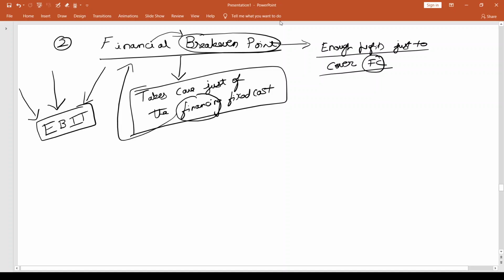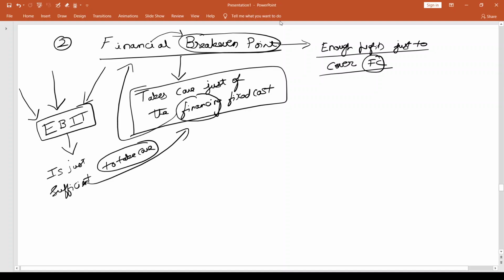And what profits would take care of financing cost? EBIT. So if I put all this discussion together, then I can say financial break-even point is a point where the EBIT is just sufficient to take care of your financing fixed cost. That level of EBIT is what we call the financial break-even point. So they're asking us in plan 1 and plan 2, what is the financial break-even point?